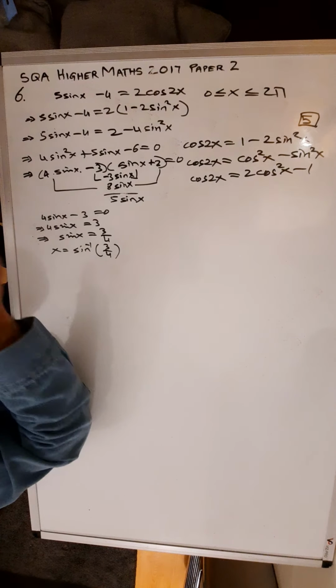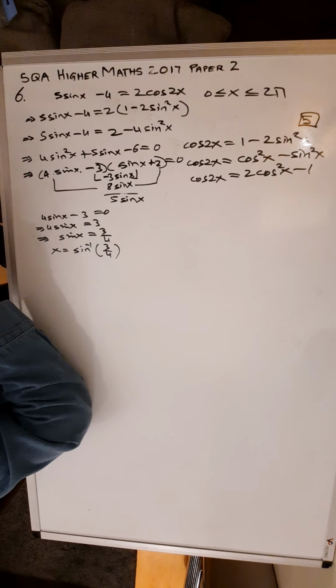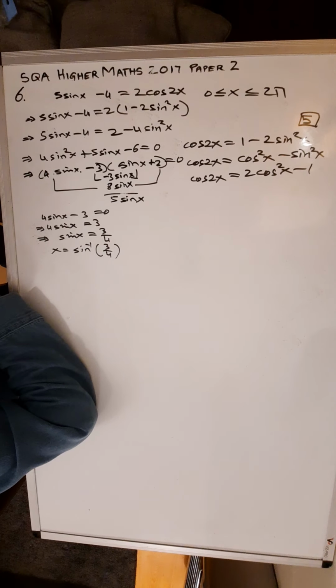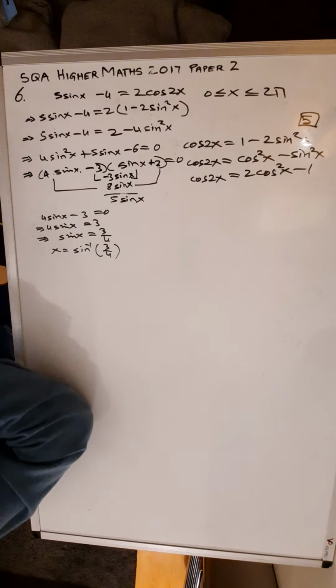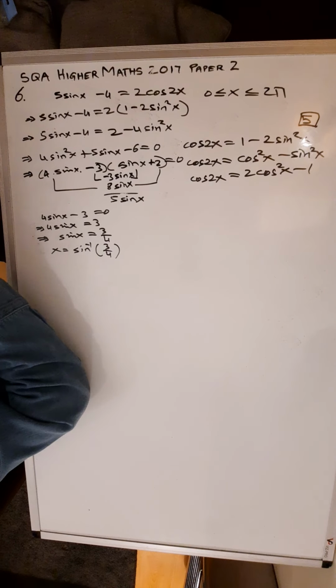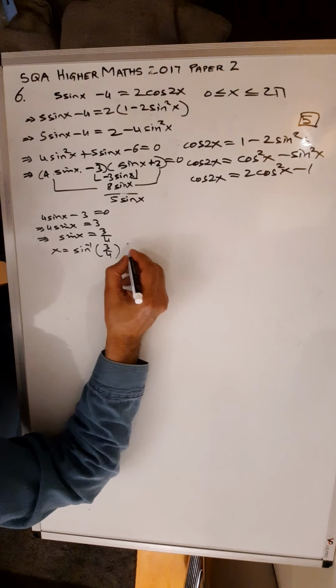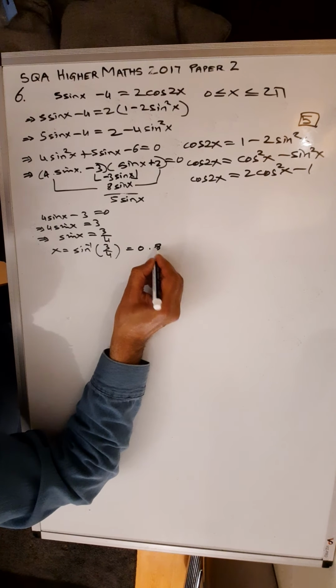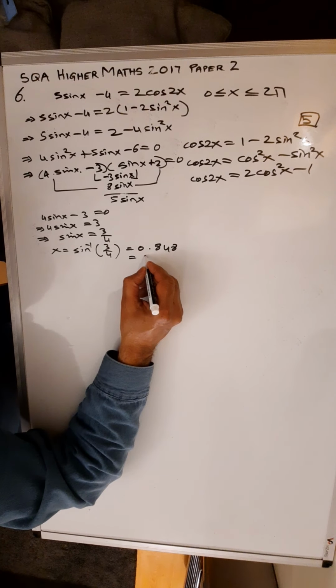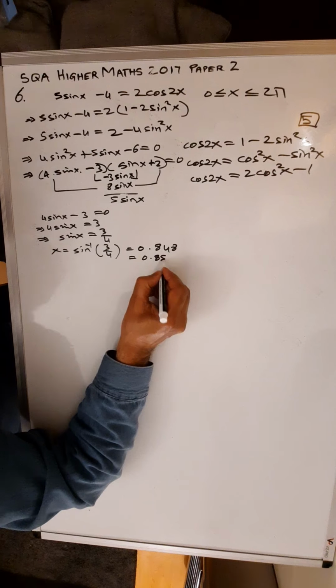Sine is positive in the first and second quadrant. You need to change your angles into radians. You need to use radians here. So you need to make sure you change your calculator to radian mode. Shift sine 3/4. That gives you 0.848, which is 0.85.